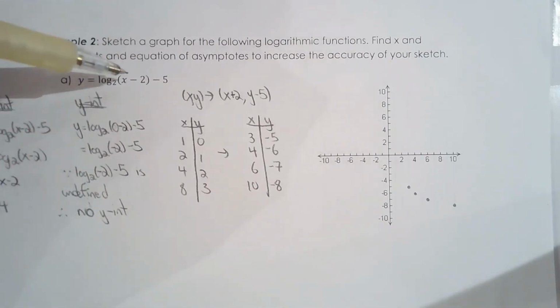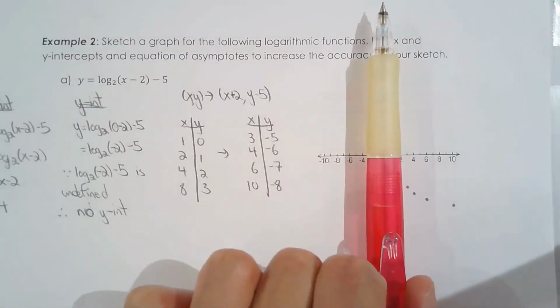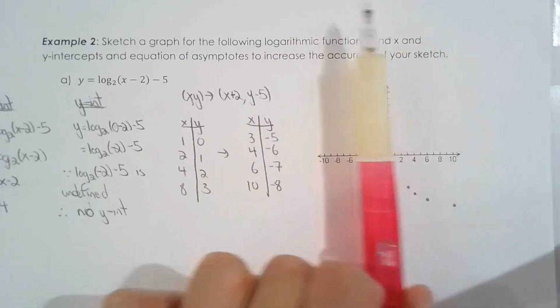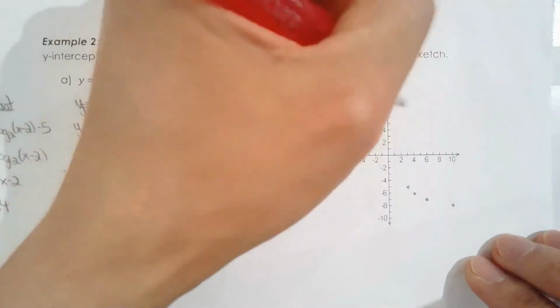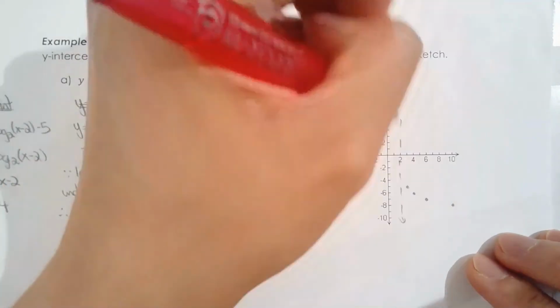So the horizontal translation actually dictates where your vertical asymptote is going to be, which makes sense because if my vertical asymptote used to be on the y-axis, the horizontal translation will dictate where my vertical asymptote is going to be. So since I shifted 2 units to the right, the vertical asymptote should be now located at x equals 2.